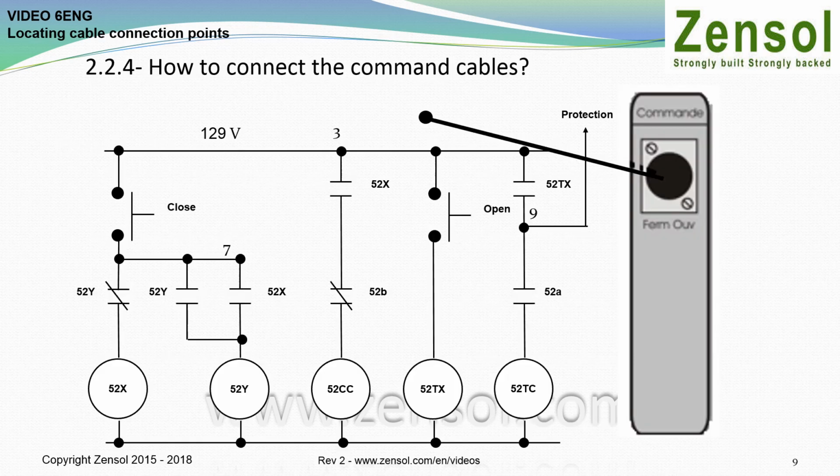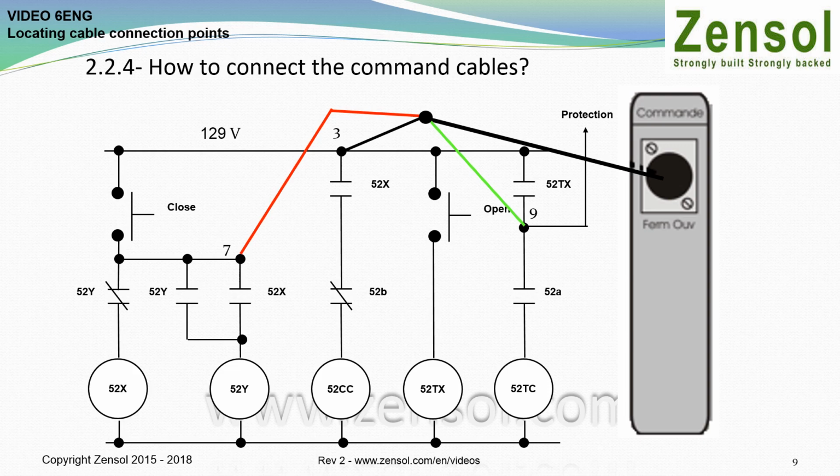How to connect the command cables. The close command cable is connected in parallel with the close push button, shown on the schematic by point number 7. The open command cable is then connected to the protection point indicated by point number 9. Finally, the black cable is connected to point number 3, which is the 129-volt power supply.